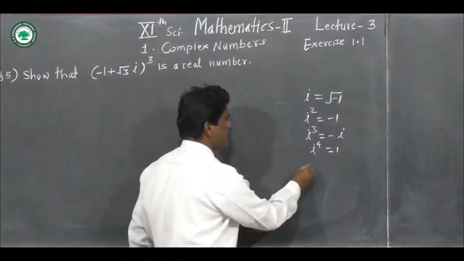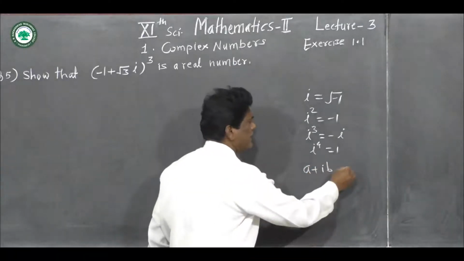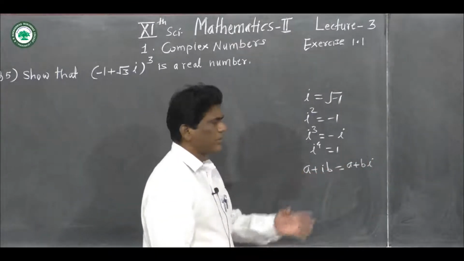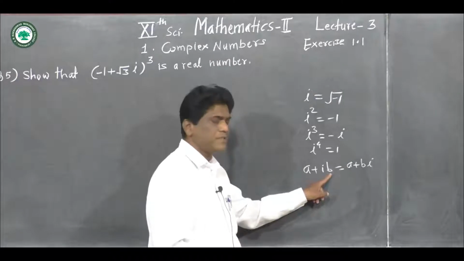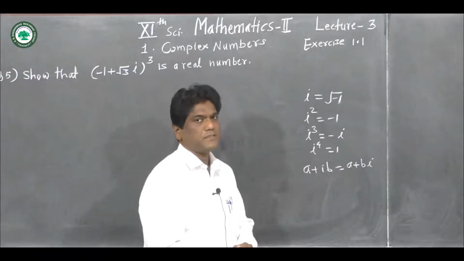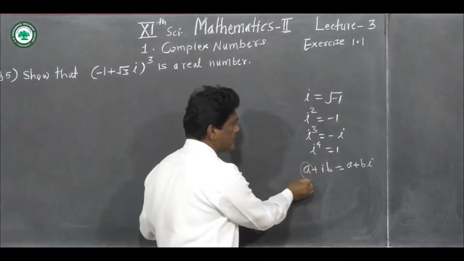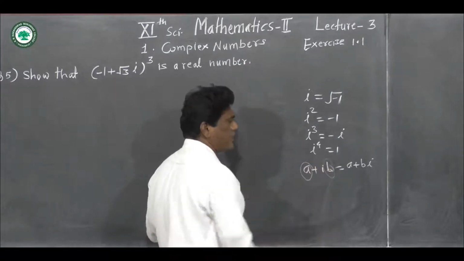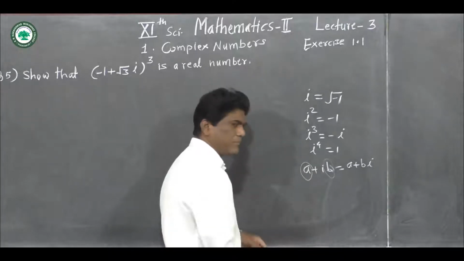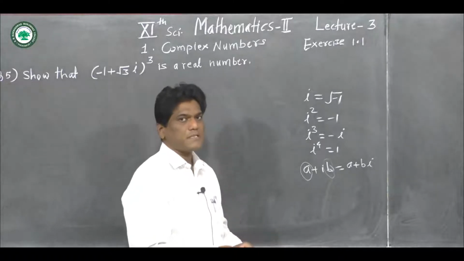Also a plus ib is a complex number. We may write it as a plus bi also. Both are same, where a and b are real numbers and i is the imaginary unit, that is i is equal to under root of minus 1. So a is the real part, b is the imaginary part. We have seen this. When we add a real number and an imaginary number, we get the complex number.